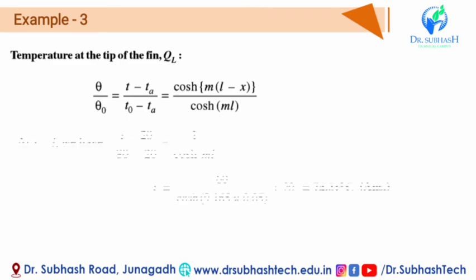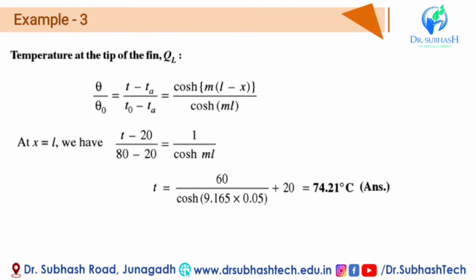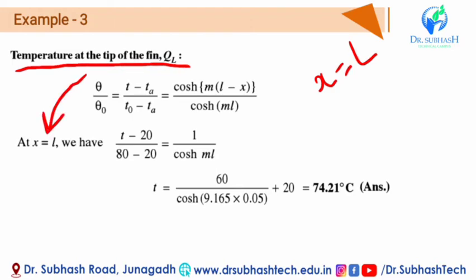Now we want to find the temperature at the tip of the fin. For that we are using the equation theta divided by theta 0 is equal to T minus TA divided by T0 minus TA is equal to cosh m into L minus x divided by cosh m into L. We want to find out the temperature at the tip, where x is equal to L. So in the temperature distribution equation we put x equal to L, and then we get T minus TA divided by T0 minus TA is equal to 1 divided by cosh m into L.